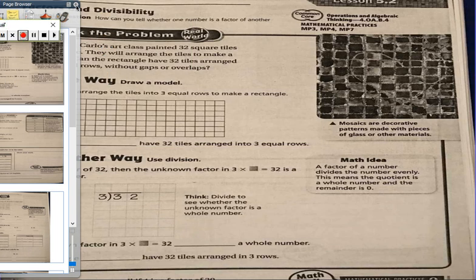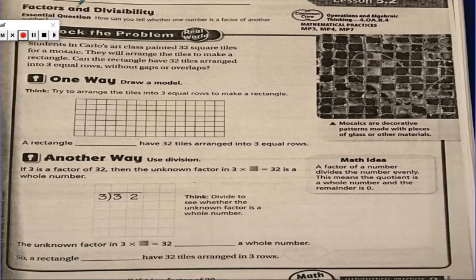Hey guys, this is lesson 5.2, Factors and Divisibility. The essential question is, how can you tell whether one number is a factor of another?